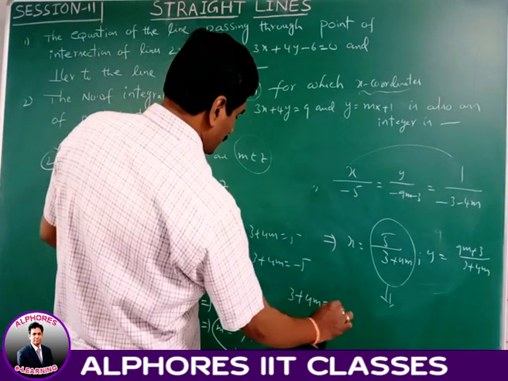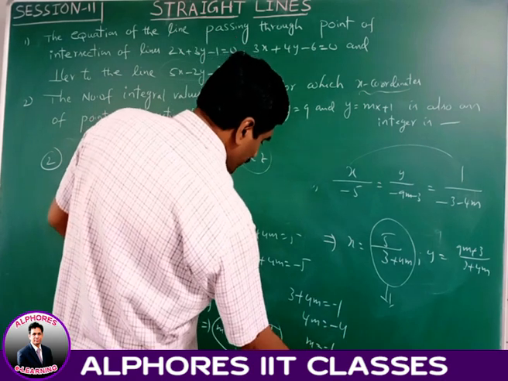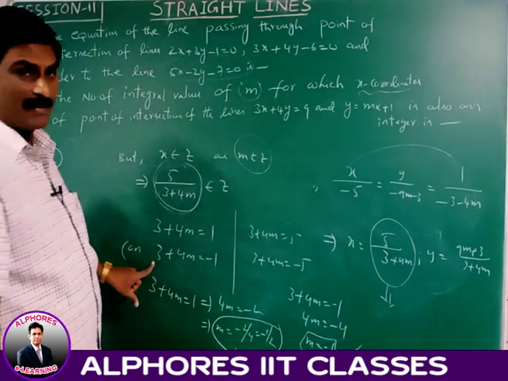Next, 3 plus 4m is equal to minus 1. What is the value of 4m? 4m is equal to minus 4, m is equal to minus 1. It is an integer. So one of the possible values is m equal to minus 1.